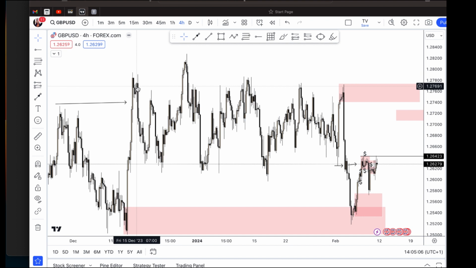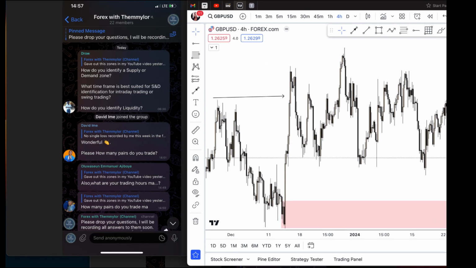So those are my trading hours, 8 a.m. If my trade is triggered during the London session, sometimes around 10 a.m. or 11 a.m. West Africa time, I'm out of the trade. But if not, I might stay till the New York session around 1 p.m., but anything past 3 p.m., 4 p.m. when London closes, I'm out of the market. I no longer take trades. So I think that should answer your question, Emmanuel.